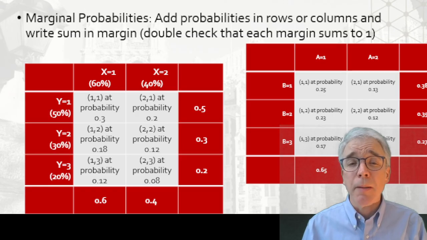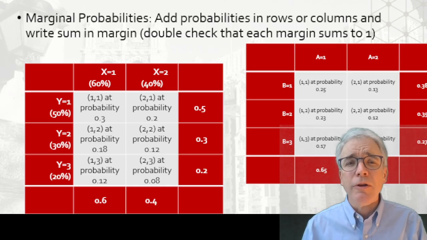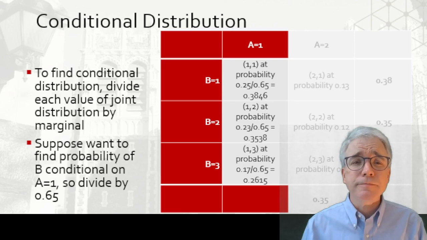For instance, the probability of x equals 2 and y equals 1 is 0.4 times 0.5, which equals 0.2. That's because x and y are independent. That's not the case in the AB table. So that distinction is how we would tell.